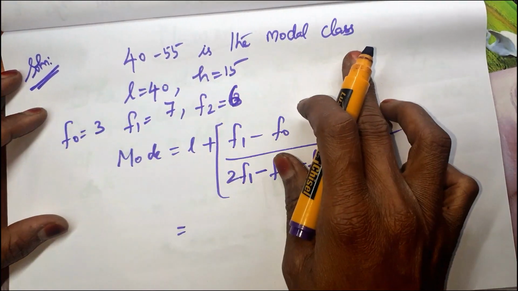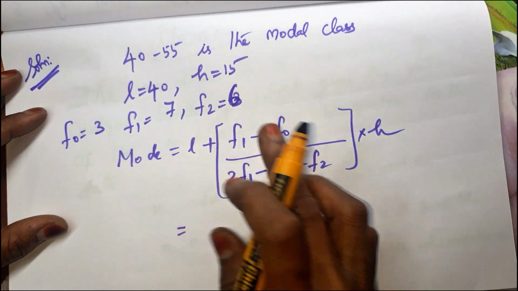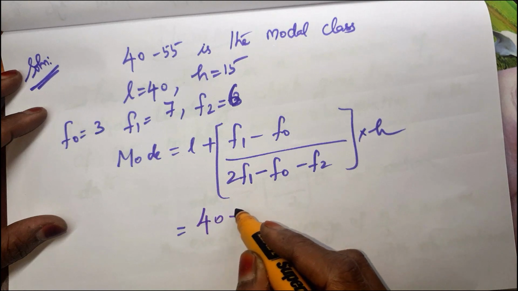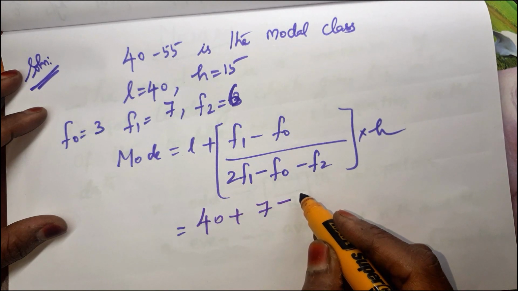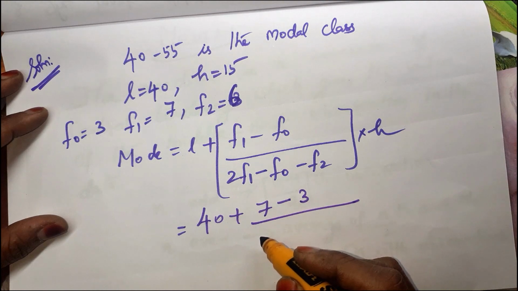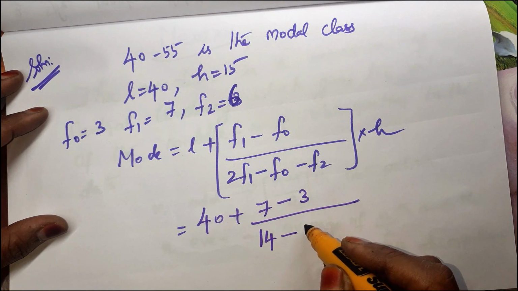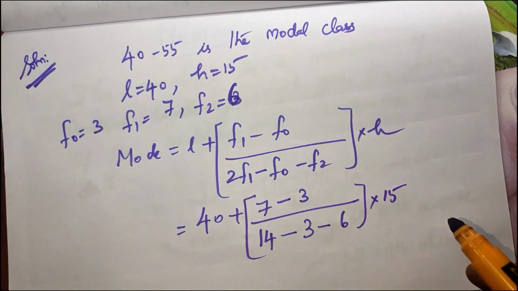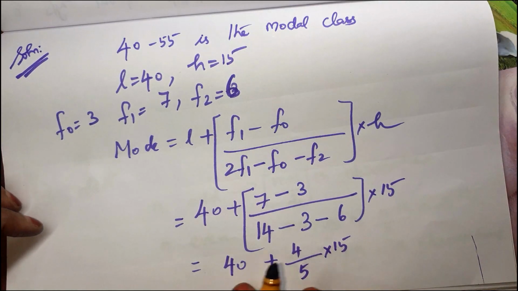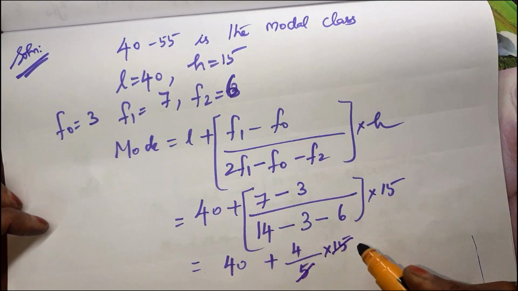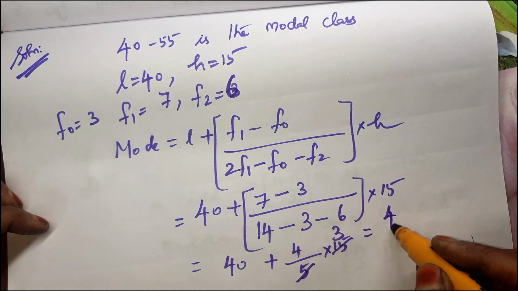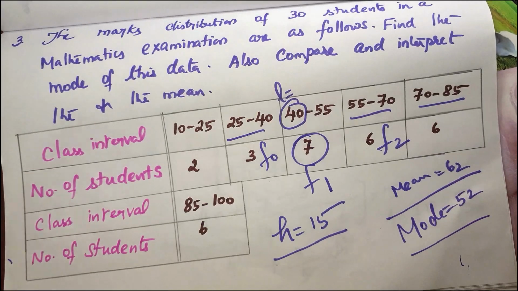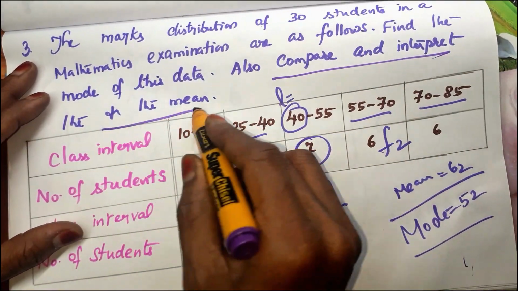Here are the values what we got. This is the modal class and I have written all the values. This is the formula where we are going to replace L by 40 plus (F1 7 minus F0 3) by (2 into F1, that is 14, minus F0 3 minus F2 6) into 15, which is equal to 40 plus 4 by 5 into 15. So on cancellation we are getting 3. So it is equal to 40 plus 12. Finally it is 52.